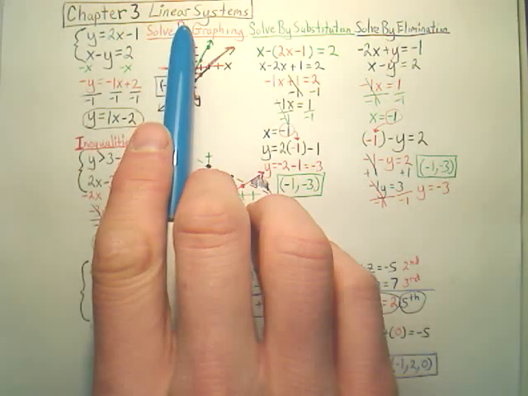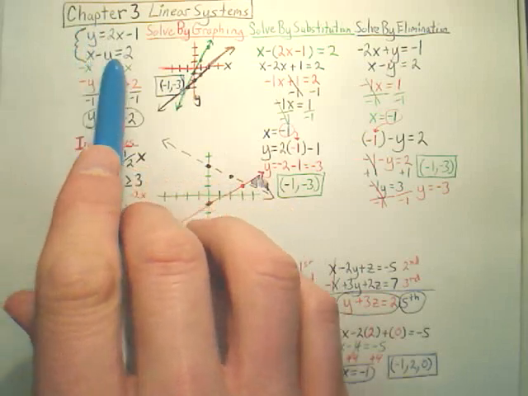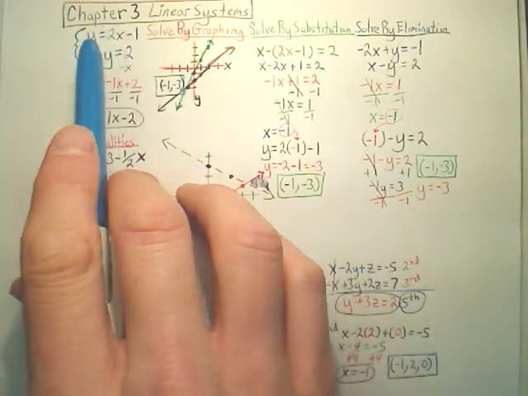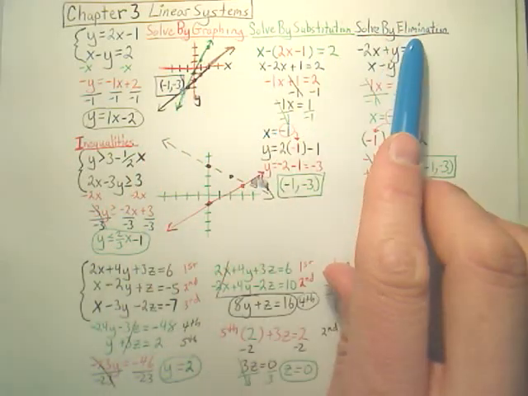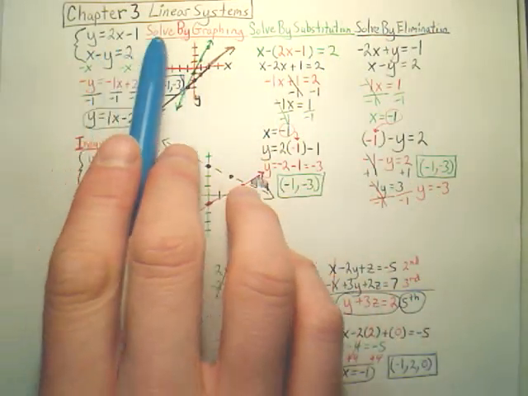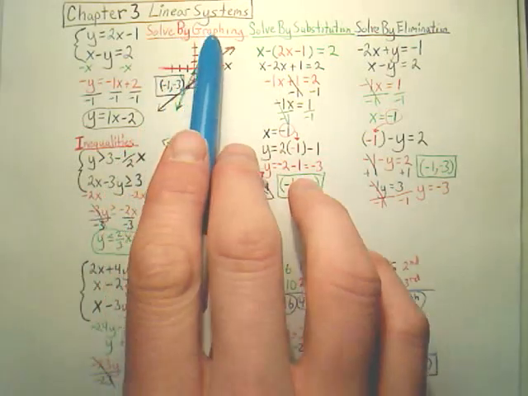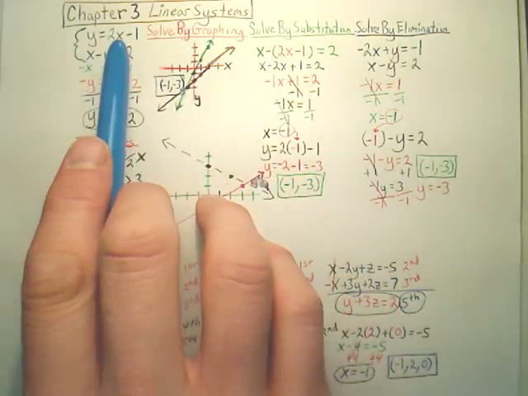Chapter 3, linear systems. A linear system is right here. 2 equations. There are 3 ways of solving them: by graphing, substitution, or elimination. So by graphing, in order to do it by graphing, here's the 2 graphs. Now the first one's right here.